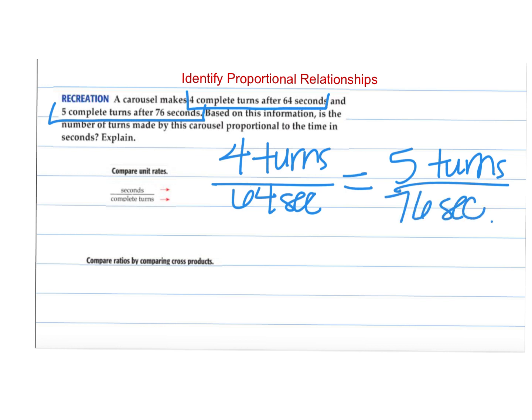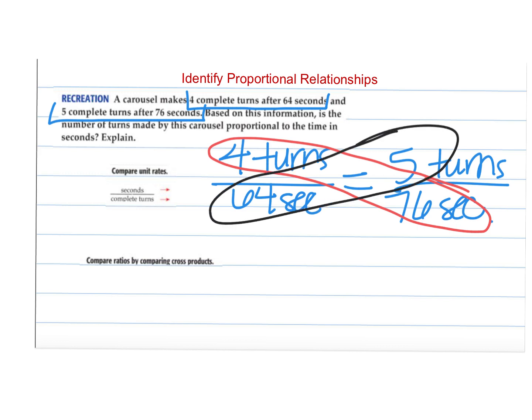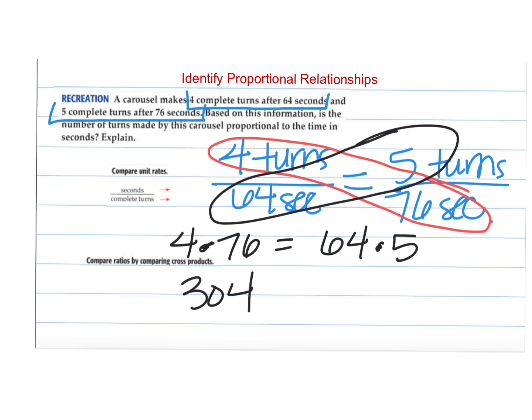So the way that we figure out if this is proportional is we look at our diagonals, which are our cross products, and we're actually going to multiply the diagonals. So we're going to do 4 times 76 and then 64 times 5. So I'm going to put that in my calculator. 4 times 76 equals 304. 64 times 5 equals 320. They are not equal, which means that these two ratios are not proportionate.